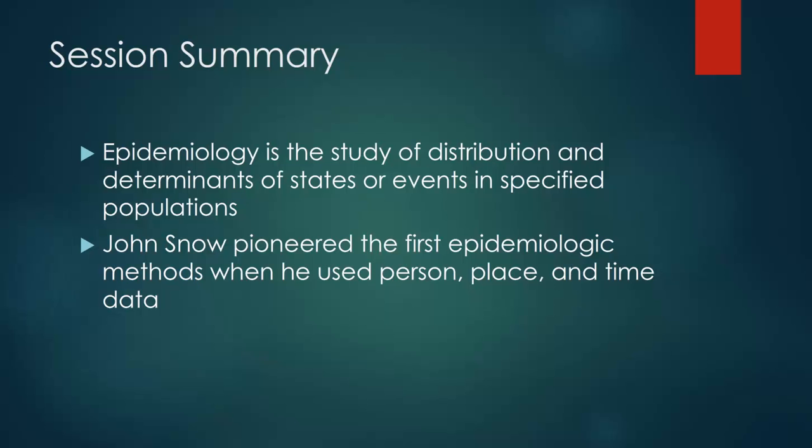His investigation using information about person, place, and time helped identify the source of a cholera outbreak in 19th century England, and it was one of the best epidemiological investigations of his time. His investigations had implications for the science of epidemiology and also reshaped the scientific views of what caused disease and how it spread.